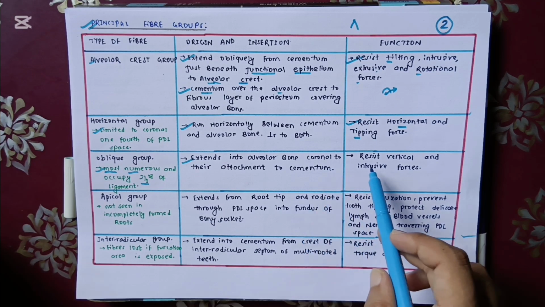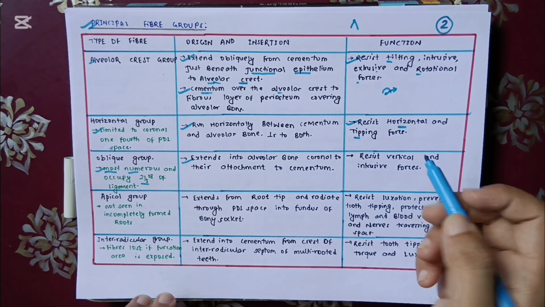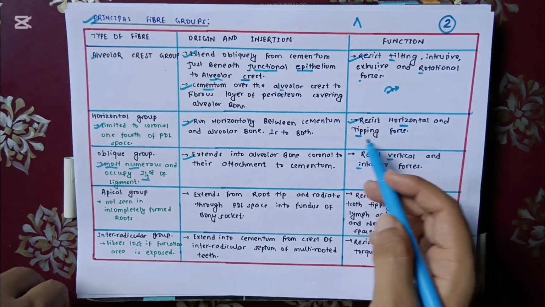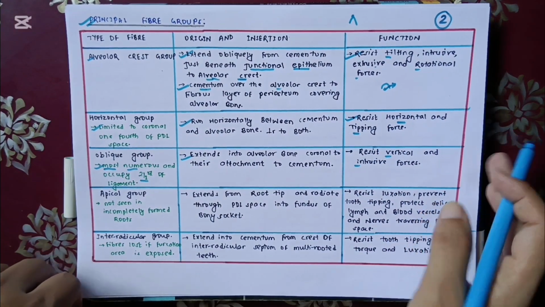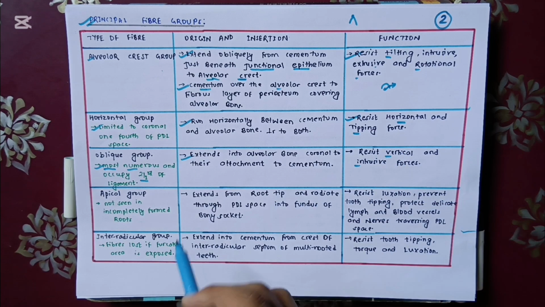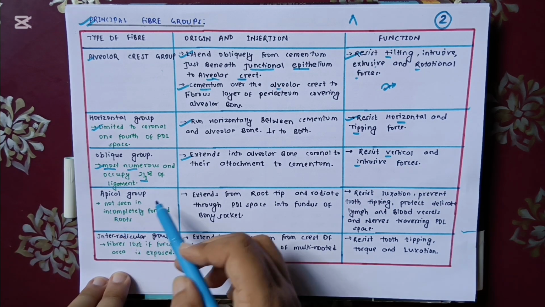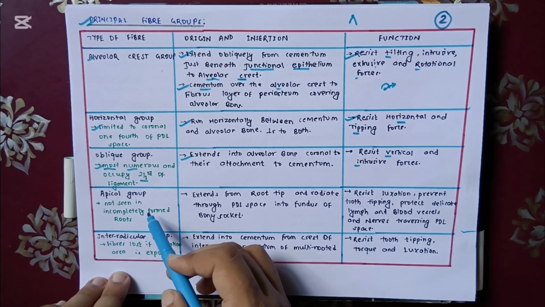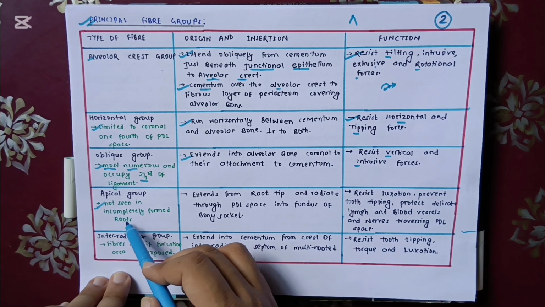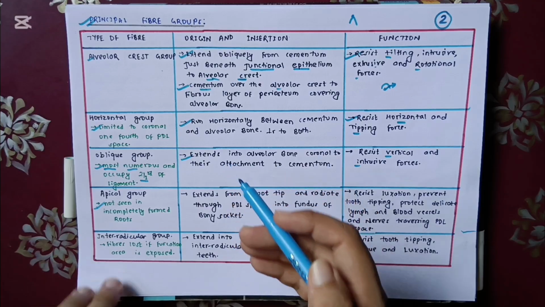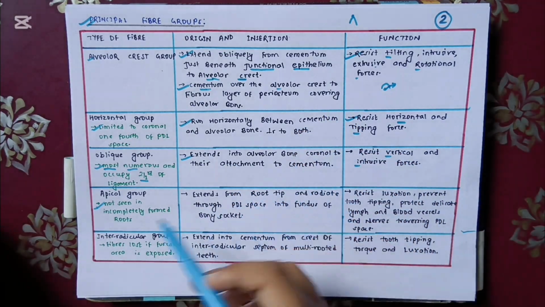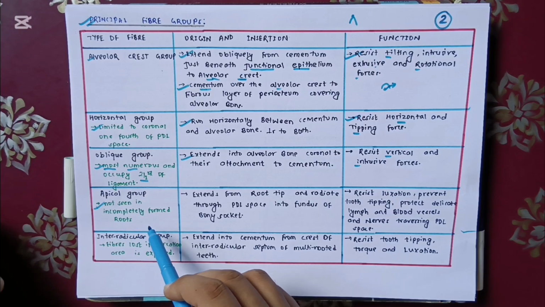Now there are the vertical and the intrusive forces. You can also remember this. So here are the horizontal and tipping forces, and here are the vertical and intrusive forces. After that, our fourth group of fiber is the apical group of fiber, and it is not seen in an incompletely formed root. It is mostly seen in completely formed roots. So the apical group is very easy to understand.